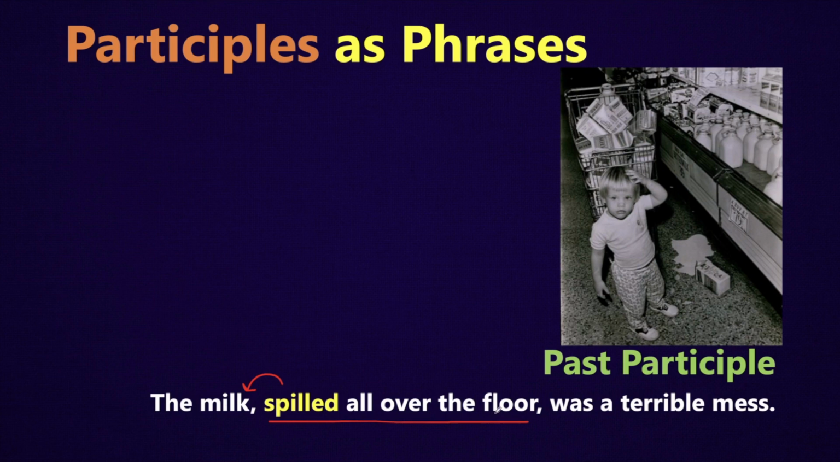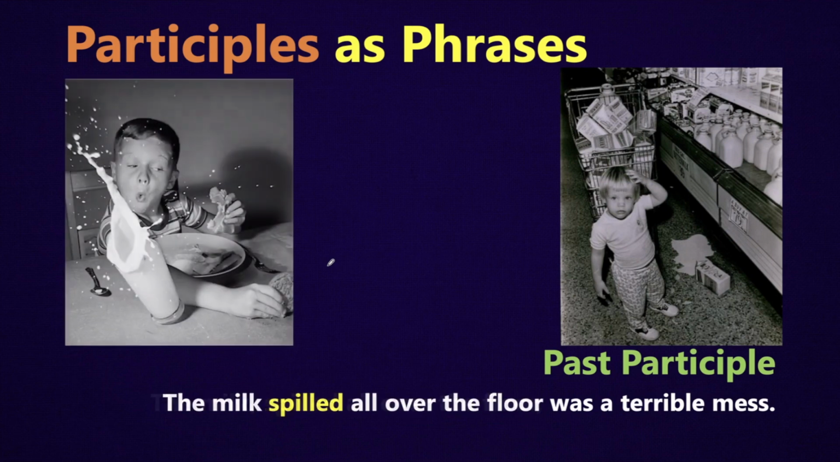So the milk, spilled all over the floor, but we're using the commas because we don't have to have this information because we only have one situation here. But if we need to be specific to show a comparison, then we will take away the commas to be specific which milk we're talking about. So the milk spilled all over the floor was a terrible mess, meaning we are talking about this milk over here, not this milk over here.